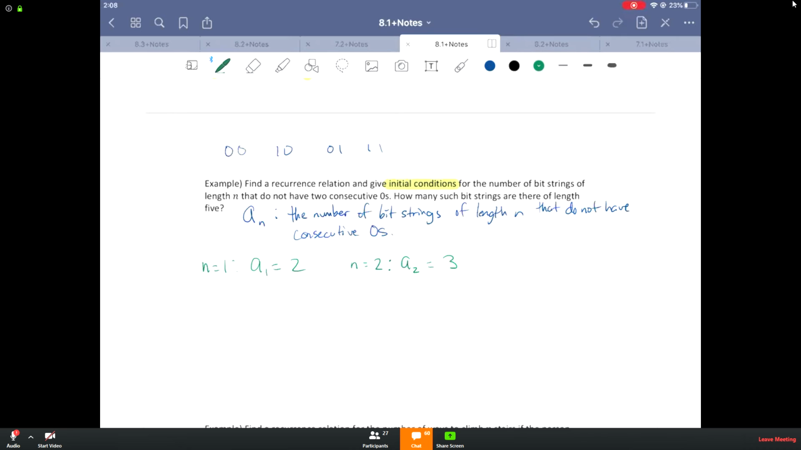I don't follow the way your book did it. I think there should be different ways to do this. You basically have two cases. We have two scenarios: a bit string ends in 1 or ends in 0. That last number has to be a 1 or a 0.